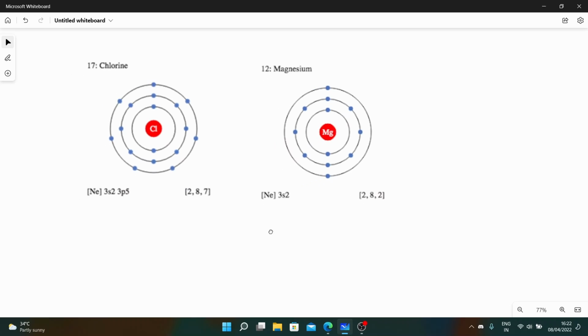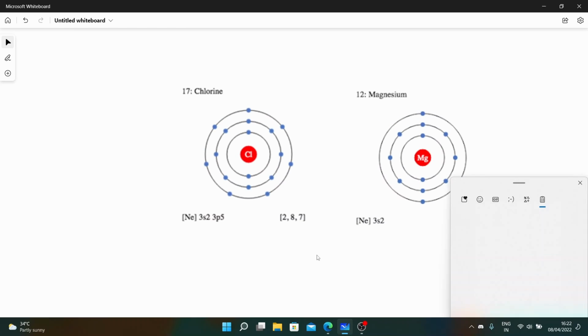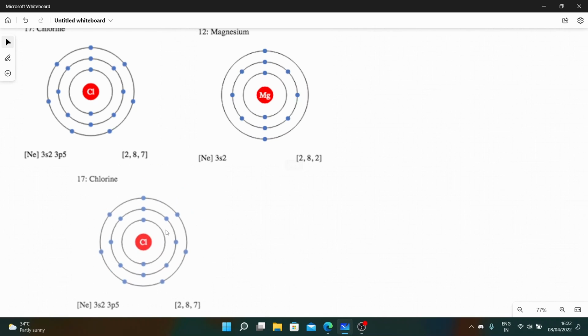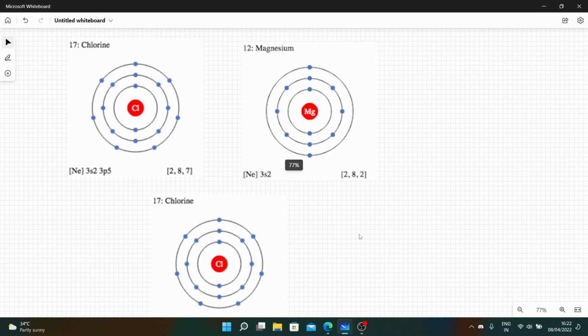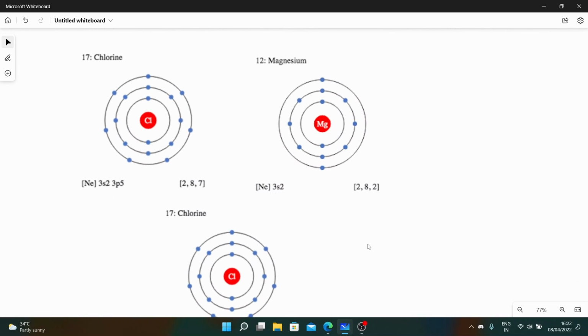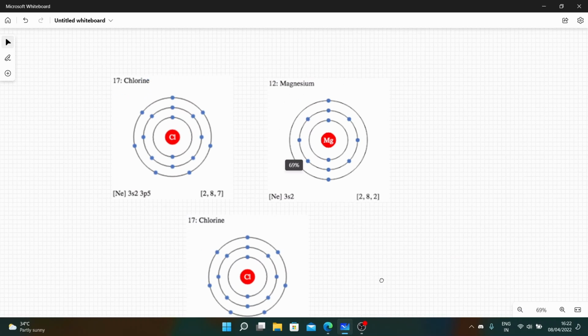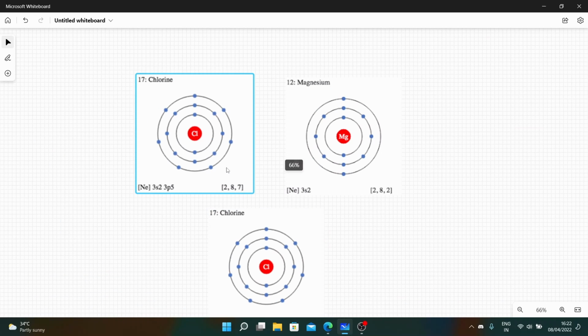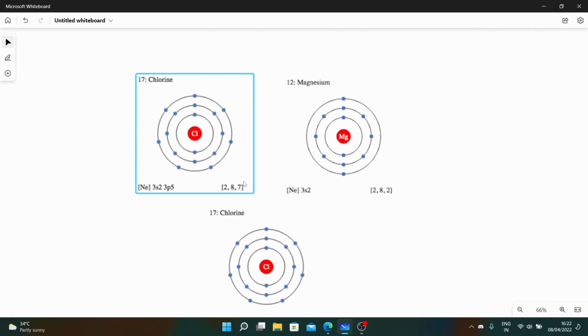So what we are going to do is take 2 chlorines instead of just 1 chlorine. If 2 chlorines react with 1 magnesium, we'll get MgCl2 because magnesium will give away 2 electrons. One chlorine atom will take one of those electrons, another chlorine atom will take the other electron.